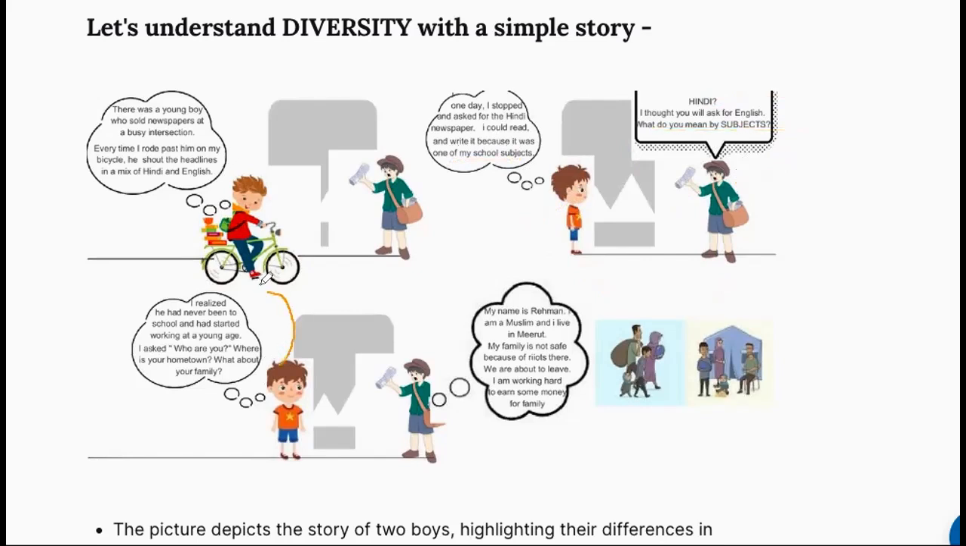Rahul immediately understood that this boy might never have been to school and had started working at a very young age. Out of curiosity, Rahul asked, who are you? Where is your family? And where do you belong? The boy said his name is Rahman. He's a Muslim and he lives in Meerut, and his family is not safe because of everyday trials. So what do you understand from this whole story?